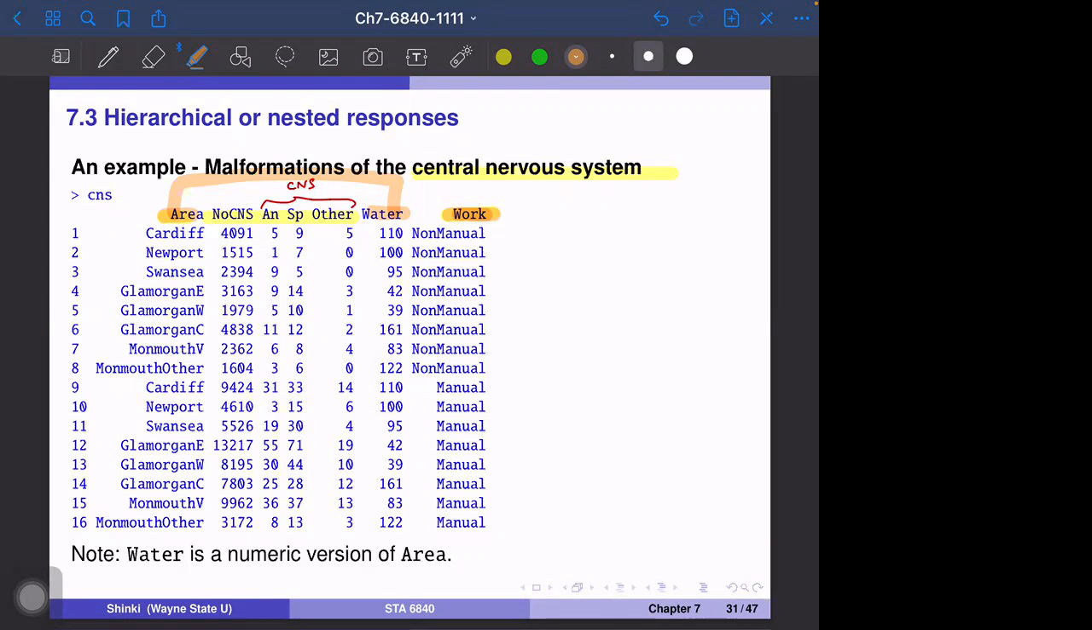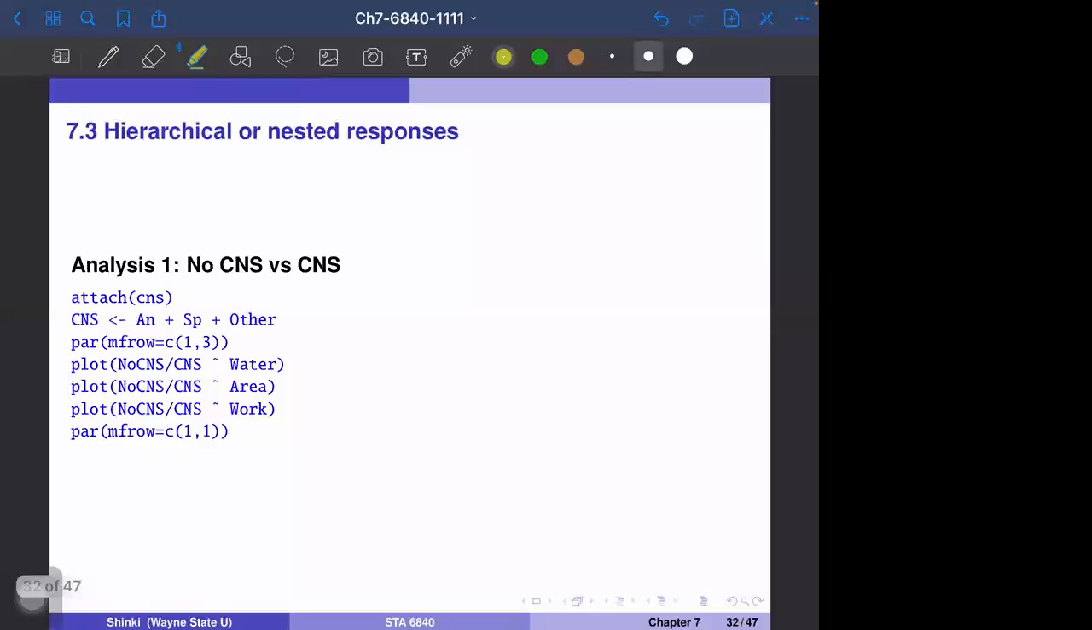And this is the entire data. We only have 16 lines, but each line includes multiple observations, maybe from 1,000 to 13,000. So we have a lot of data. We want to fit this response variable on either area and work, or water and work, or just one variable. At first we define the CNS as the summation of AN, SP, and other. Then we make a plot.